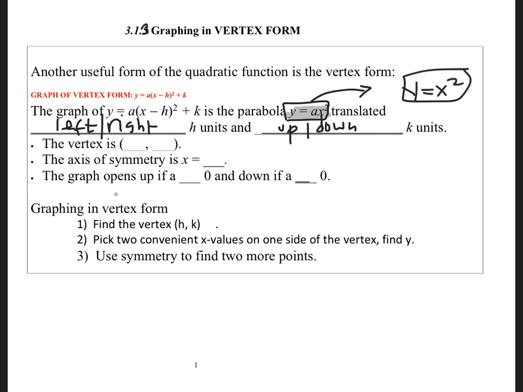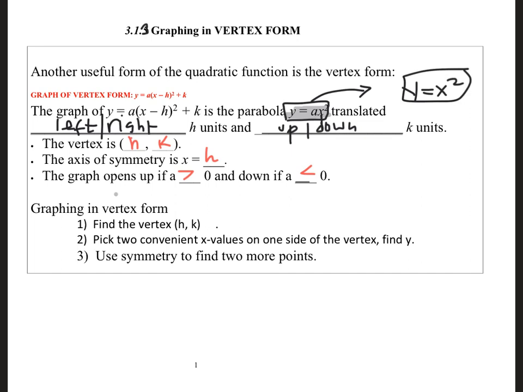k units. And the vertex is always given by, when you're given the vertex form, you're already given the vertex, so it's given by (h, k), and the axis of symmetry is given by x equals h, because the h is the x-coordinate of the vertex. The graph opens up if a is greater than 0, and down if a is less than 0.